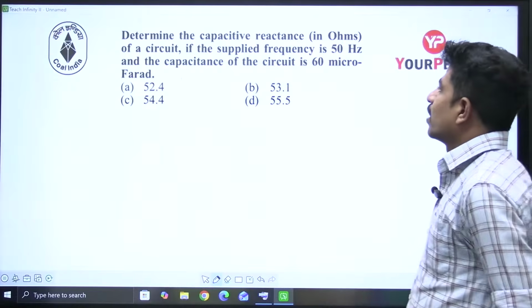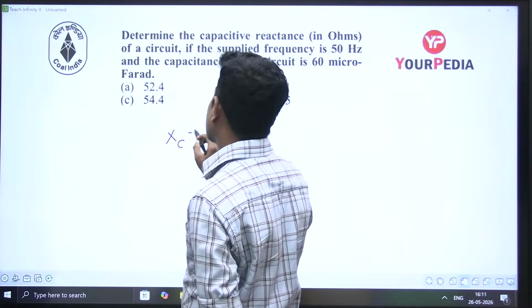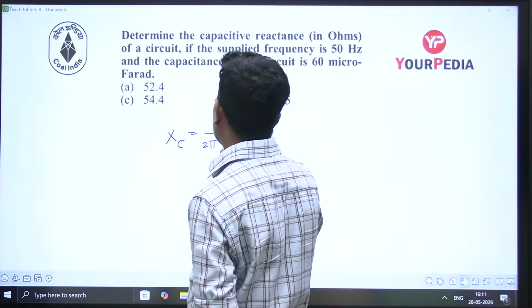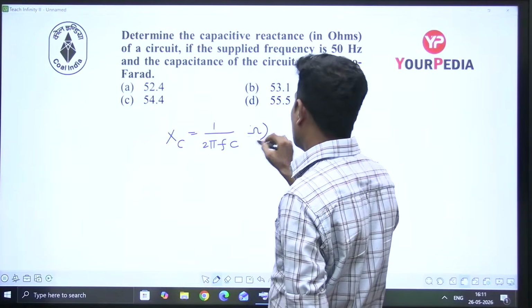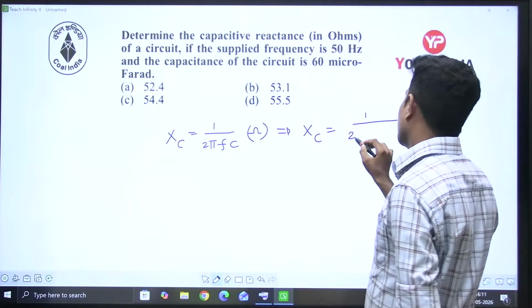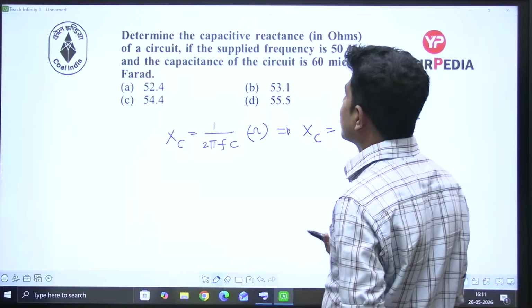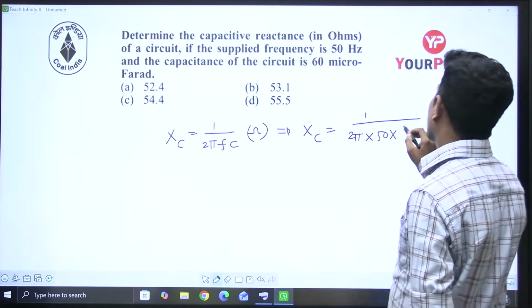Now try this. Determine the capacitive reactance. What is given in this? Capacitive reactance XC is equal to 1 by 2 pi FC. Its units are ohms. Now from this, XC is equal to 1 by 2 pi F, where F is 50, into how much is capacitance C? Capacitance C is given as 60 microfarads.